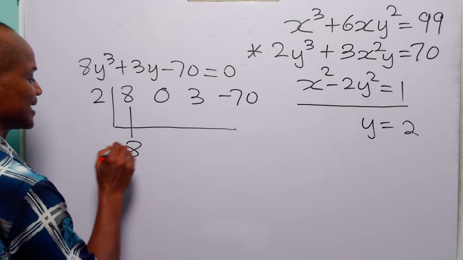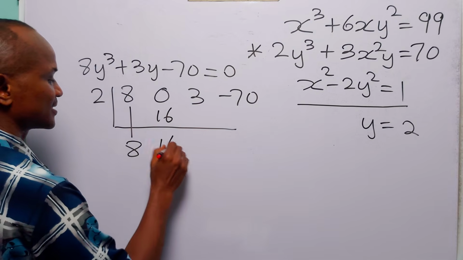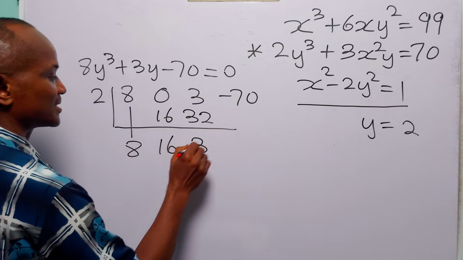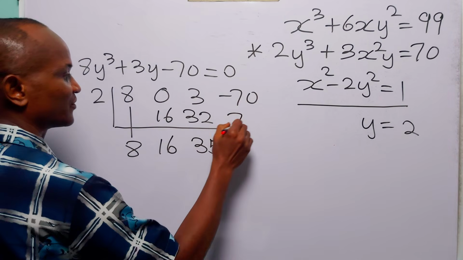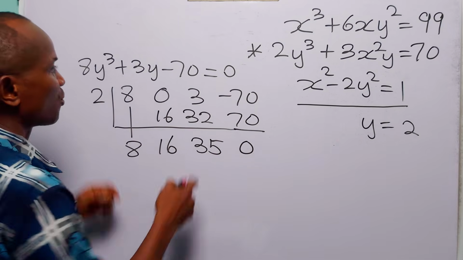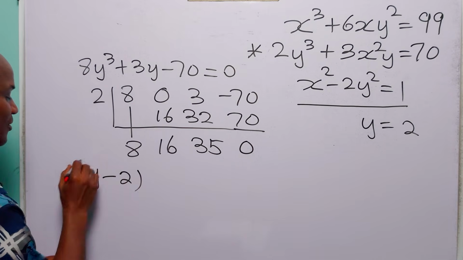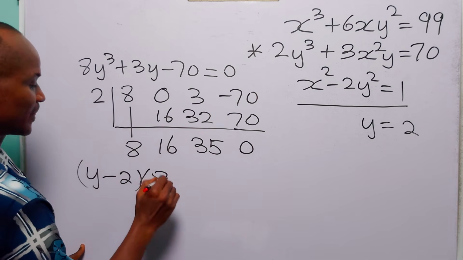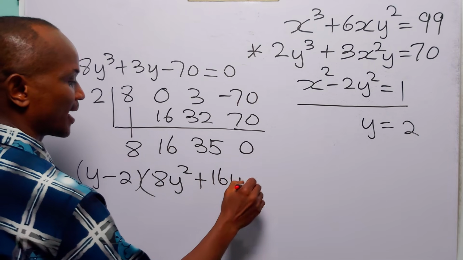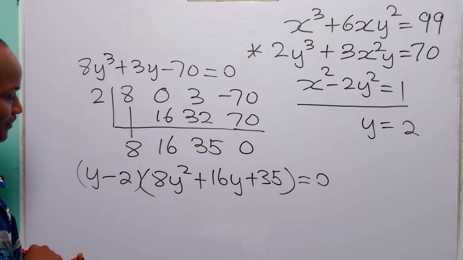We bring down 8. 2 times 8 is 16. 0 plus 16 is 16. 2 times 16 is 32. 3 plus 32 is 35. 2 times 35 is 70. Minus 70 plus 70 is equal to 0. So when we factorize this, we have y minus 2 multiplied by 8y squared plus 16y plus 35. And of course, this is equal to 0.